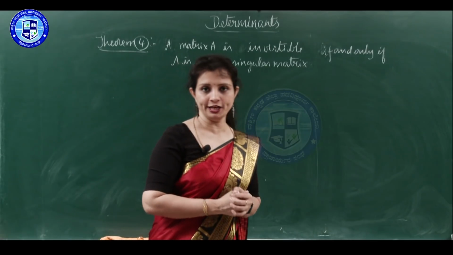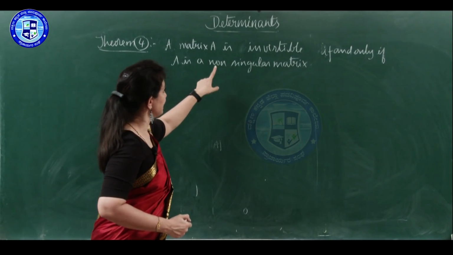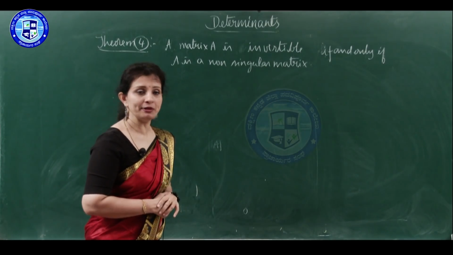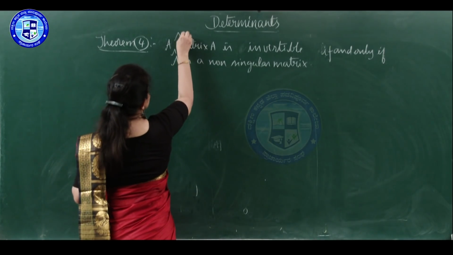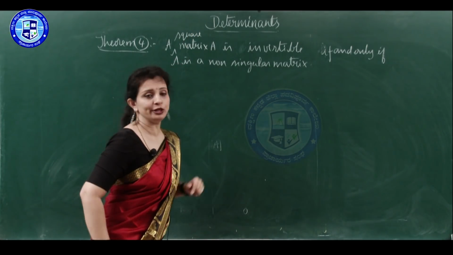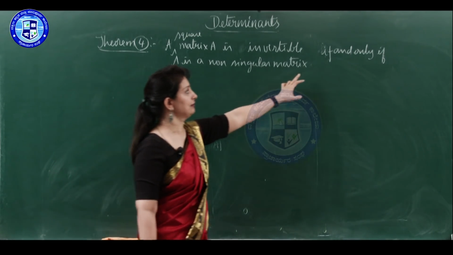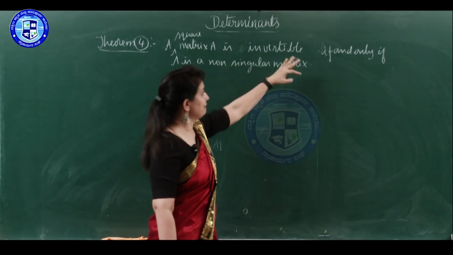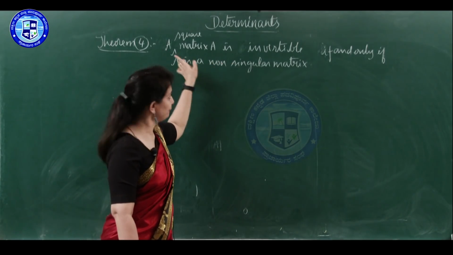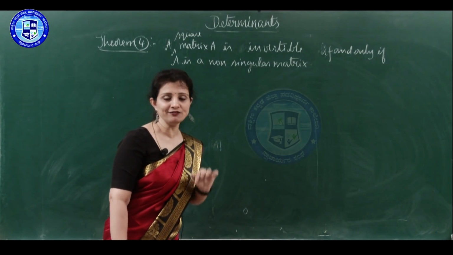Now, let us see the fourth theorem, which states that matrix A is invertible if and only if A is a non-singular matrix. A square matrix A is invertible if and only if A is a non-singular matrix. A square matrix A is invertible if and only if means either way you have to prove. See, first you need to prove a square matrix A is invertible. If a square matrix A is invertible, then prove that A is a non-singular matrix. That is the first proof.